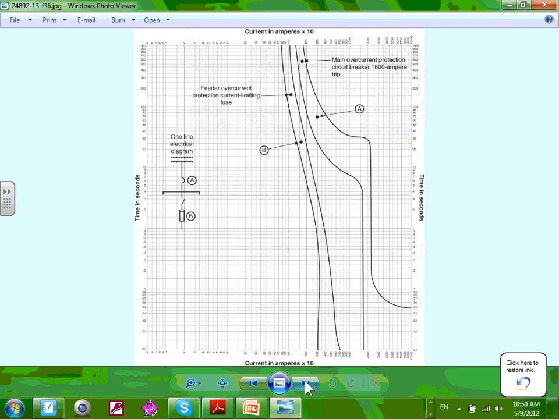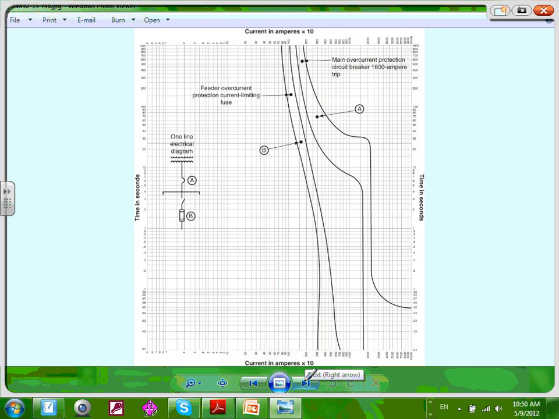You can do coordination between a fuse and a circuit breaker, Ashley. Here's your circuit breaker here. Here's your fuse. Are they fully coordinated? Yep, they're fully coordinated. They're not overlapping. So they're fully coordinated.